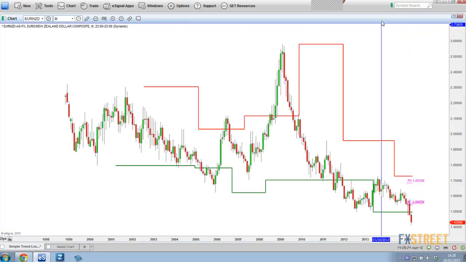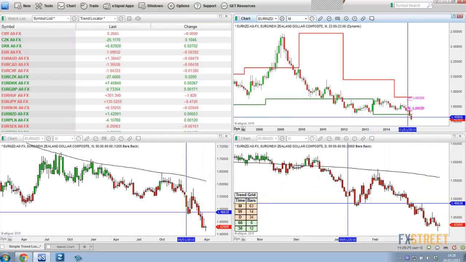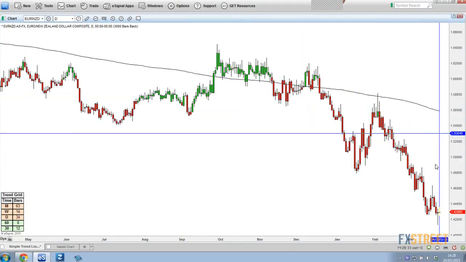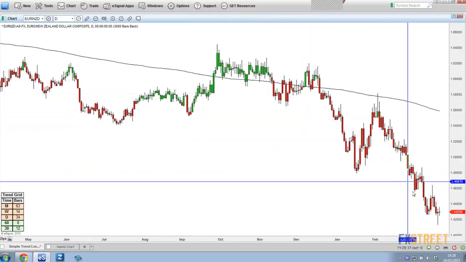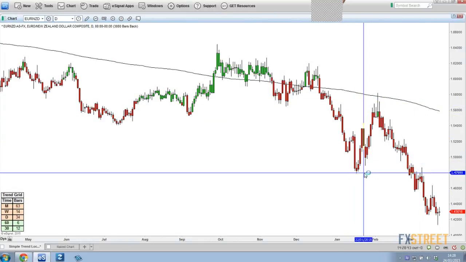If we go to the weekly time frame, we're below the weekly 200 moving average and we have the red trend filter. And if we go to the daily time frame, we're below the daily 200 moving average and we have the red trend filter. If you look at the structure of the trend now, guys, price has broken through 1.5, broken through this support, this pivot support level.